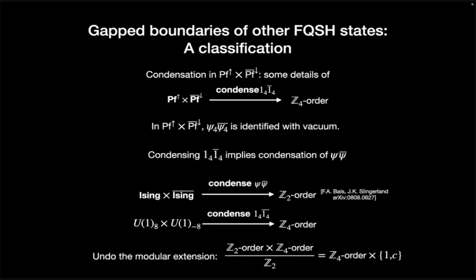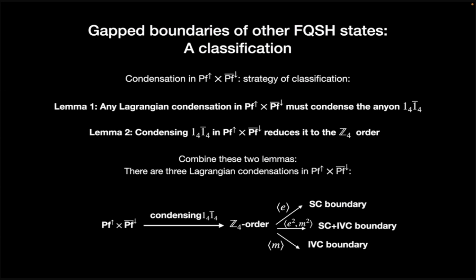Okay, just to make sure, I thought when you reviewed the previous work, you said it was known from some previous paper that starting from Pfaffian times anti-Pfaffian, we can get Z4 topological order? I think this has not been shown explicitly. It has been argued that you can get Z4 from Pfaffian times anti-Pfaffian.